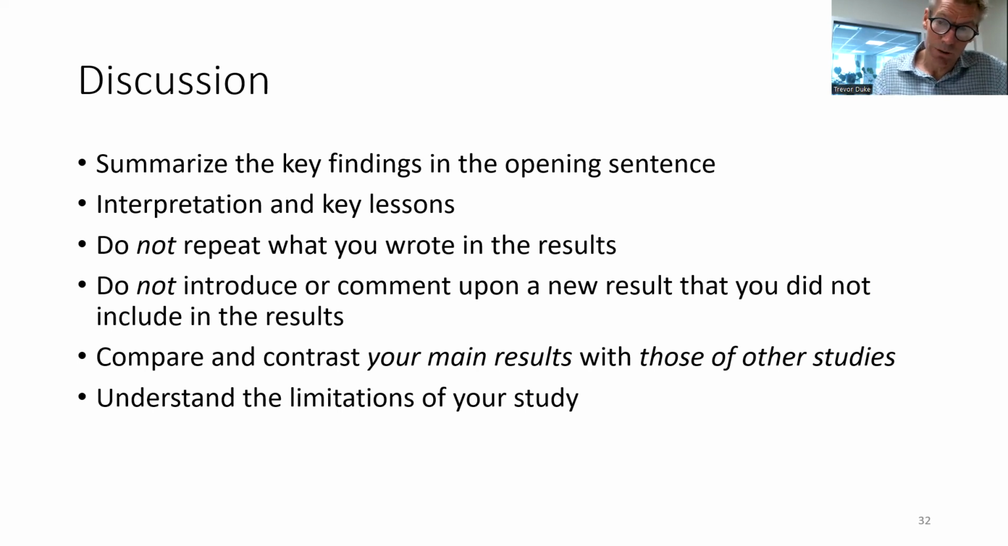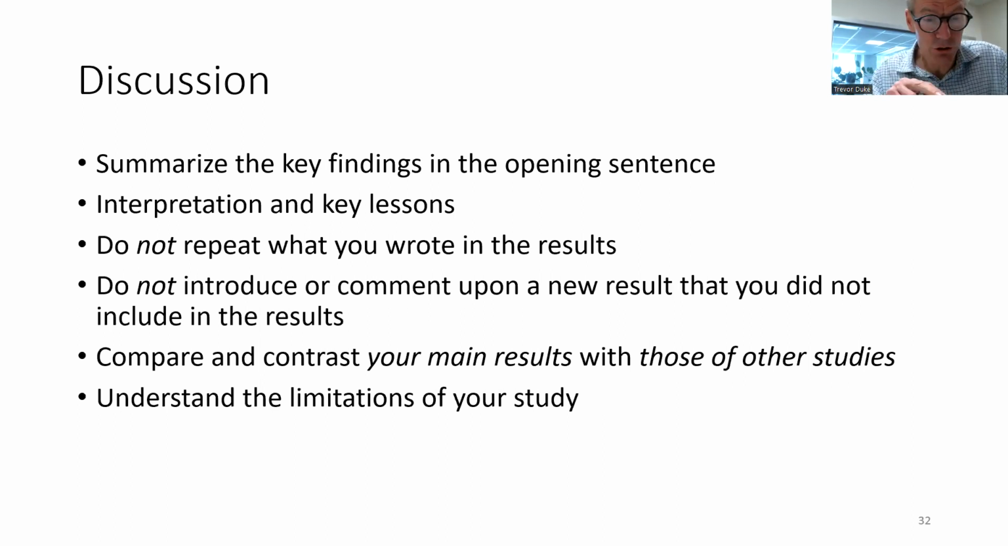And don't introduce or comment on any new result that you did not include in your results. So you can't suddenly include a new result in your discussion. You'd have to have put it in the results section. Your discussion should also be about comparing and contrasting your main results with the results from other studies, right? And so that's why you've done your literature search. You can then include a paragraph on each of the studies that are relevant to your study and how they were similar and how they were different.